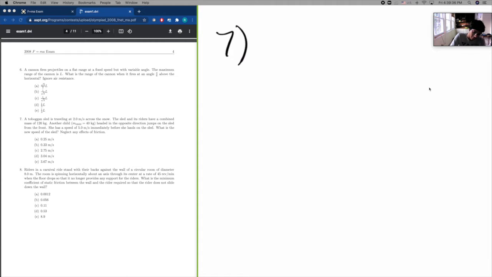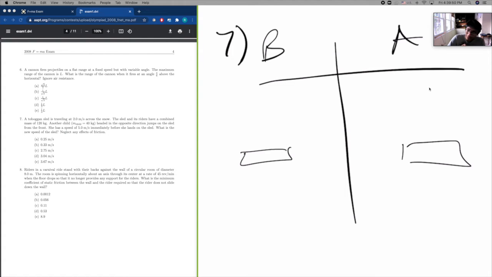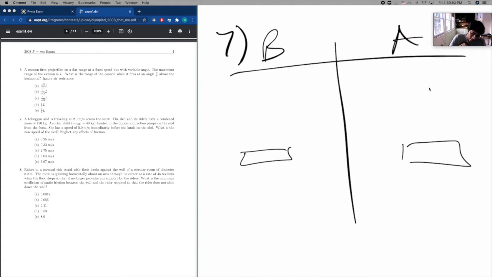Alright, so if I understand this correctly, we've got a sled before and after, and so clearly this is some kind of momentum conservation problem. So initially it's traveling at 2 meters per second across the snow, and it has a combined mass of 120 kilograms.